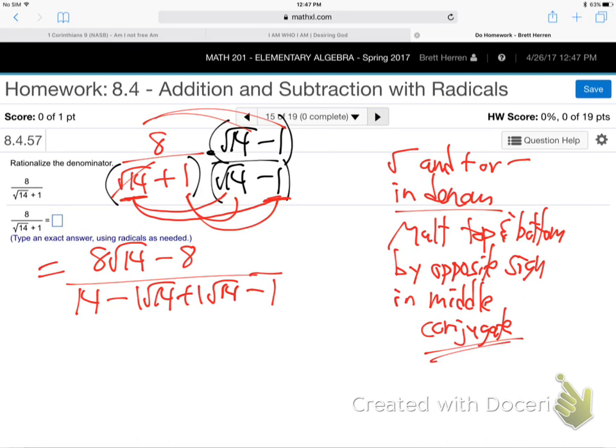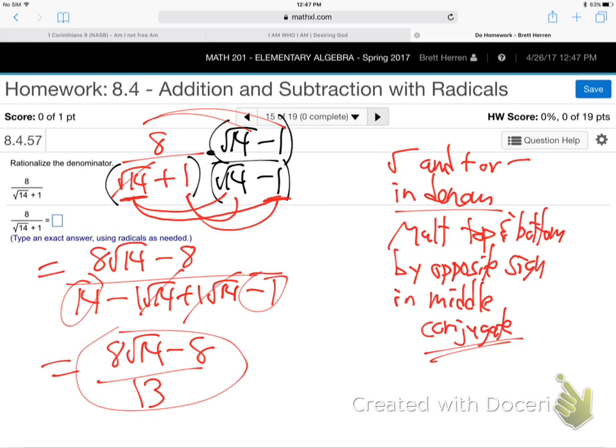Okay, so now on the bottom, we have the roots canceling, right? That's why this works. That's why we do one plus, one minus, because it makes the roots cancel on the bottom. So we have 8 root 14 minus 8 over 13. Yeah, 14 minus 1 is 13, and we're done. What did we do? We got rid of the root from the bottom. That was a little easier than the last one, huh?